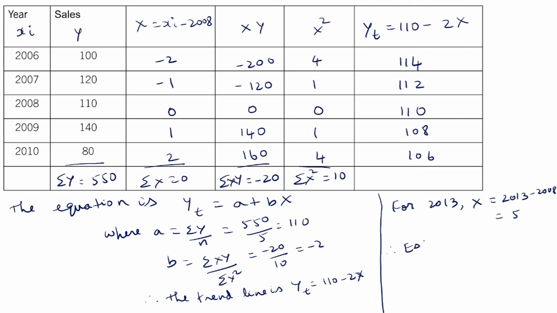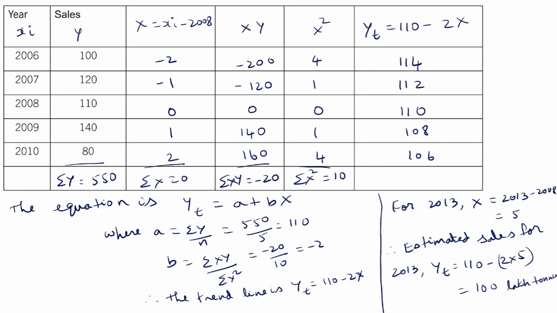Therefore, estimated sales for 2013, yt will be, here in place of x we have to put 5 and find the value. It is 110 minus 2 into 5, which is 110 minus 10. So it is 100 lakh tons. In the question, the unit is given as lakh tons. So the estimated sales for 2013 is 100 lakh tons.